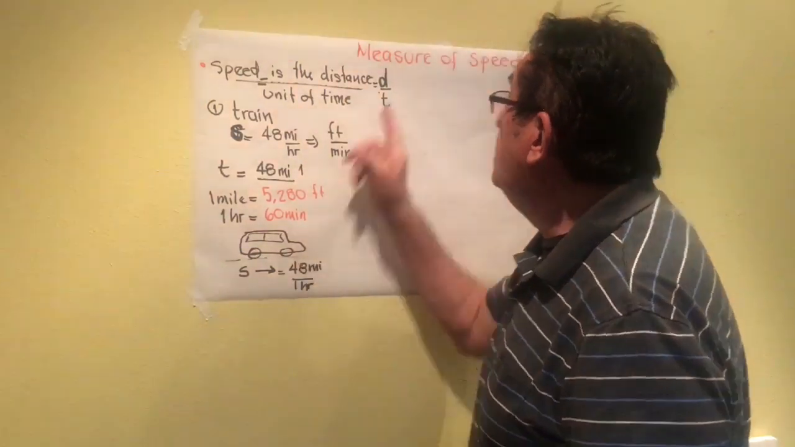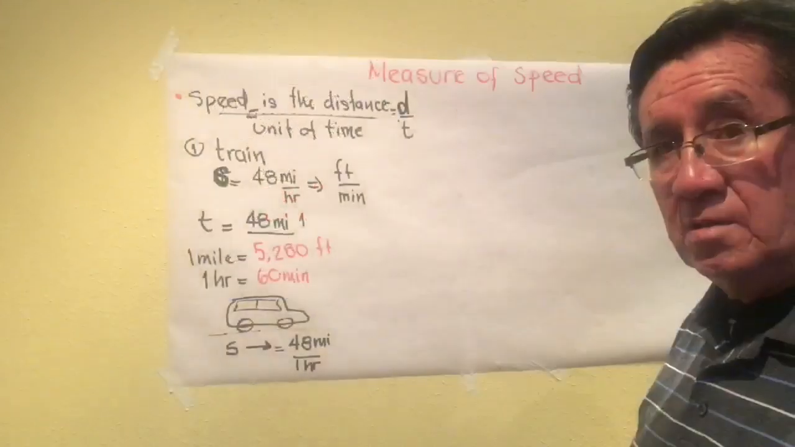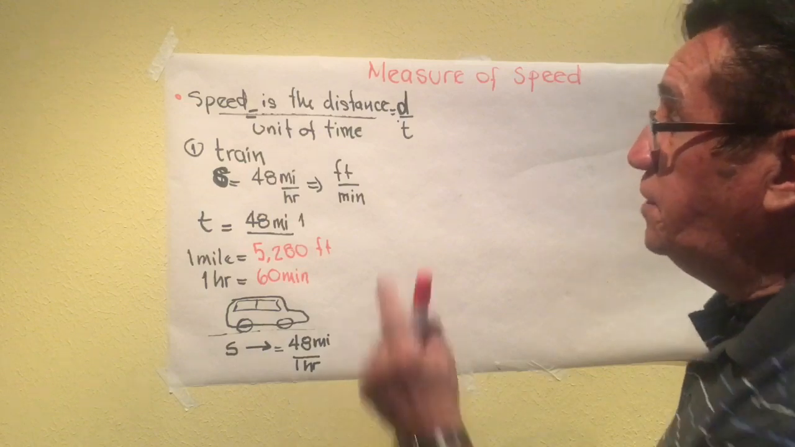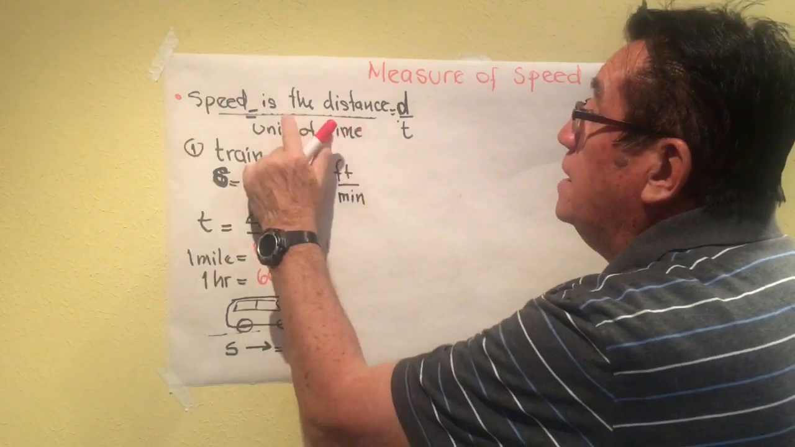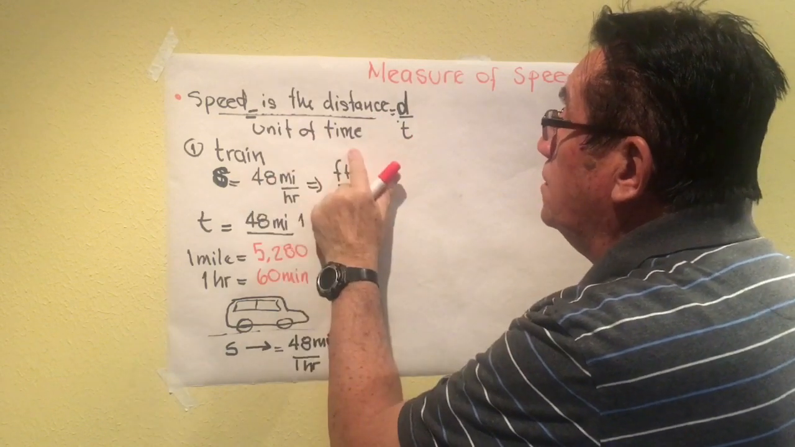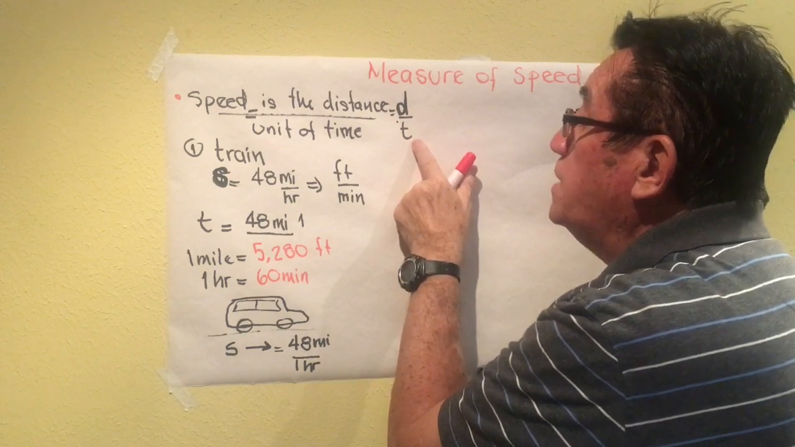Today's topic is about measuring speed. Okay, well, what's speed? Speed is a concept of the distance that has been covered in a unit of time. I can use d for distance and t for time.